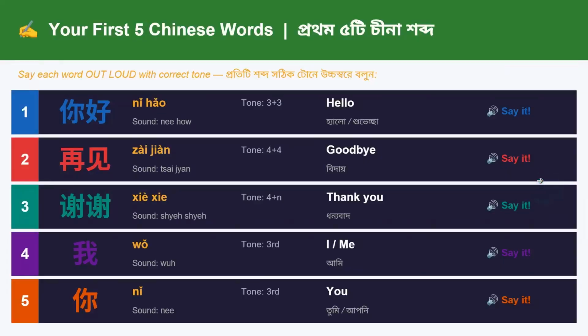Now, it's time to learn your first five Chinese words. If we meet someone, we say hello in English, but in Chinese we say ni hao. You can see the tone mark on hao, the third tone mark, so the sound is falling and rising. Ni hao. Okay, one more time. Ni hao. We can say hello in English, but in Chinese we say ni hao.